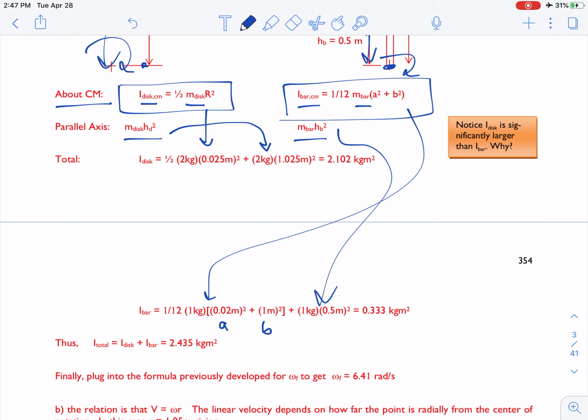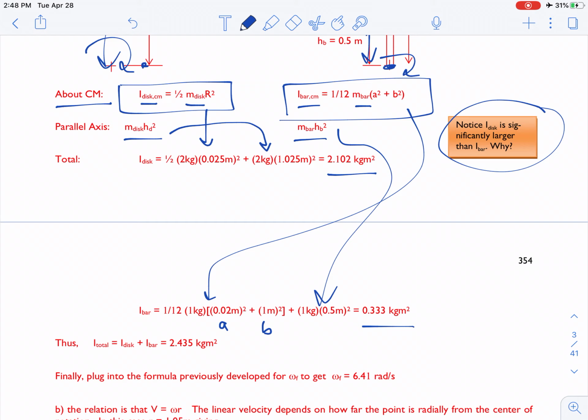Okay, and if you plug the numbers in, what you're getting is the disk to be 2.102 kilogram meter squared and the bar is 0.333 kilogram meter squared. So why is the disk much bigger than the bar? Doesn't make sense. So notice that. Doesn't make sense. What happened here?